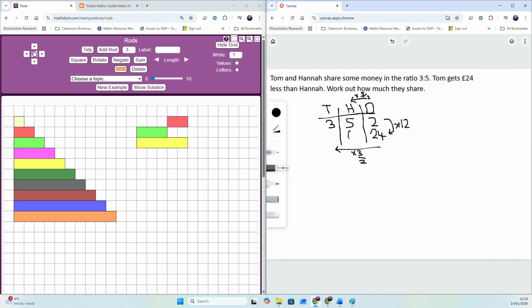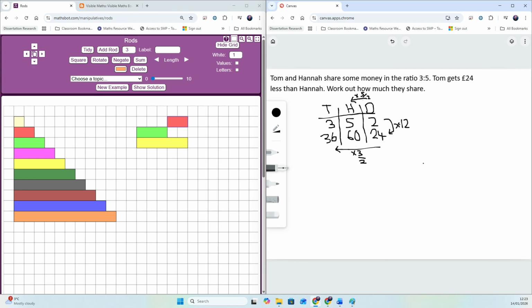We're going to get that Hannah has £60, and we could have got that just from the bar model, but I would be showing these two alongside each other. And we're going to get that Tom has £36. And so when we're answering the question, how much they share, well, in total here, we can see they've got £96 that's been shared between them.